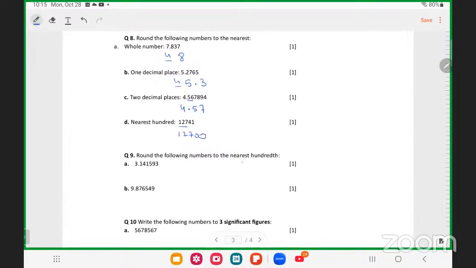Round off the following numbers correct to two decimal places. I'm sorry, earlier I said nearest 100, but it is correct to two decimal places. So this will be 3.14. This will be 9.88.